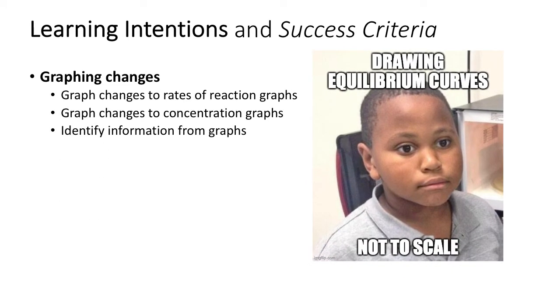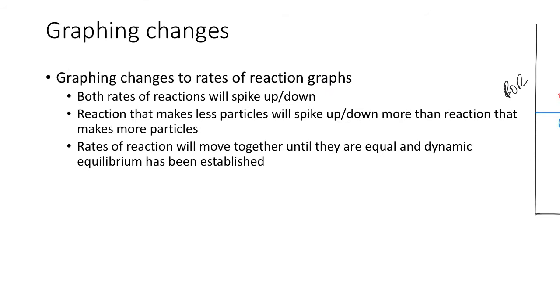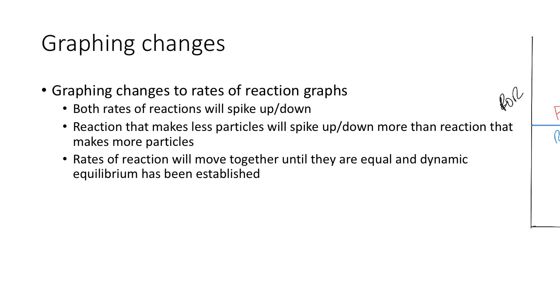We're going to be learning about how to graph them and what kind of considerations we need to make, especially drawing stuff to scale. Alright, so graphing changes. First of all, we need to remember that there are two types of graphs: the rate of reaction graphs and the concentration graphs. We're going to start with the rate of reaction graphs.